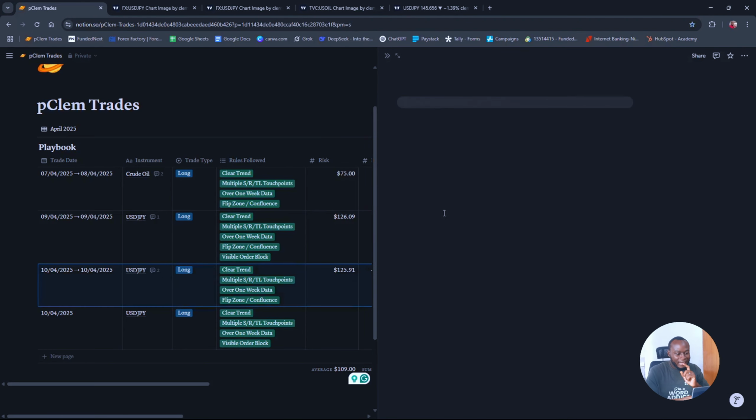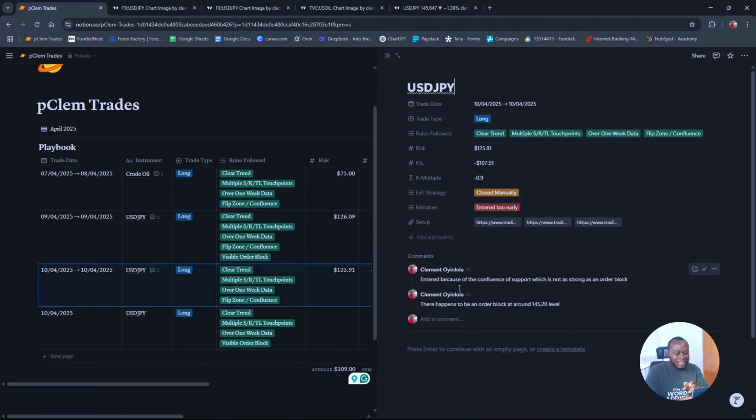All right, now moving on to the third trade. That was USDJPY. Now, this particular USDJPY trade was a loss. And I'm not pained about the loss actually. As a matter of fact, it helped me to refine my rules better. You would notice from the comments I added here that I entered because of the confluence of support, which is not as strong as an order block. Now, that was a lesson for me.